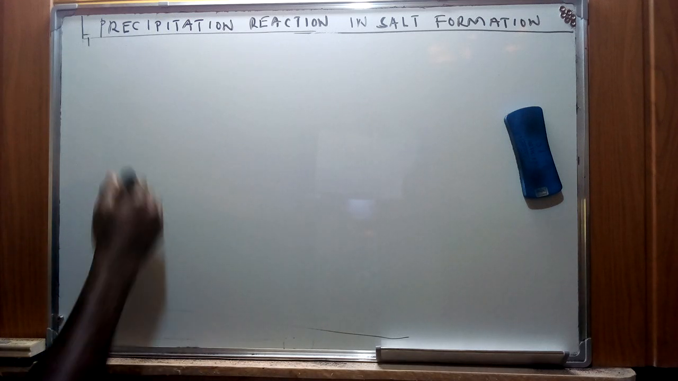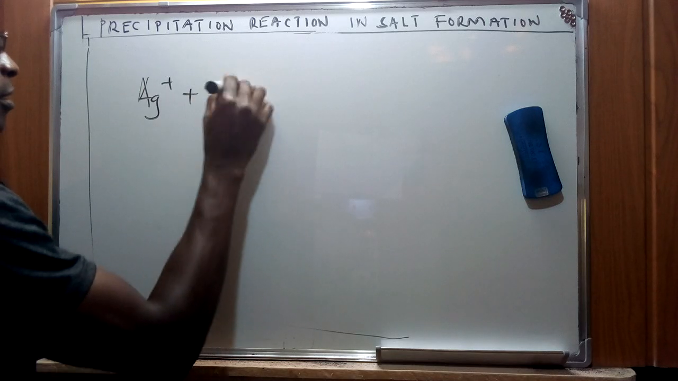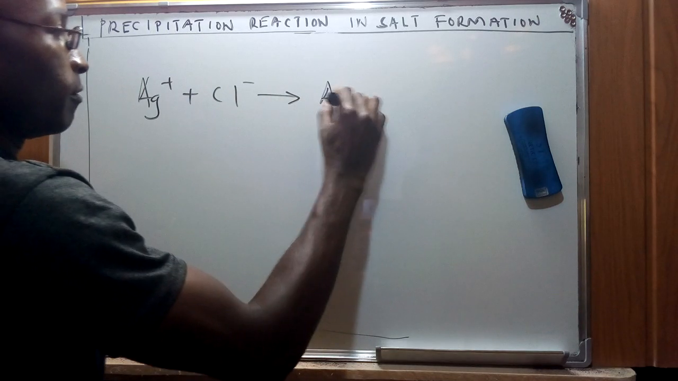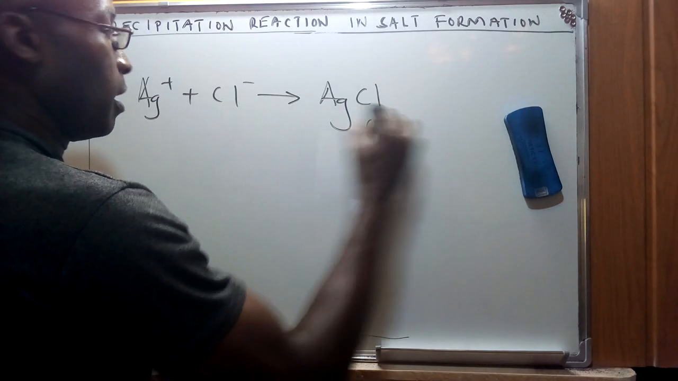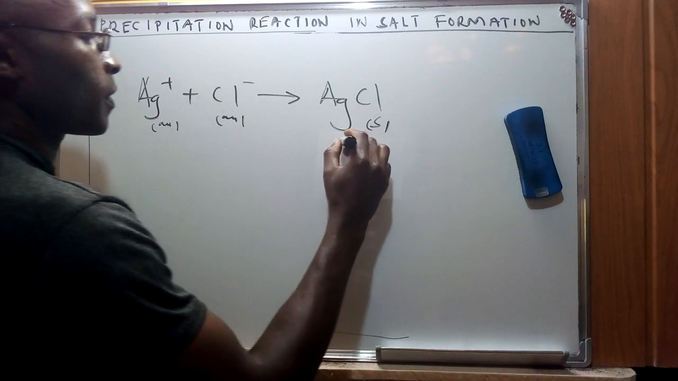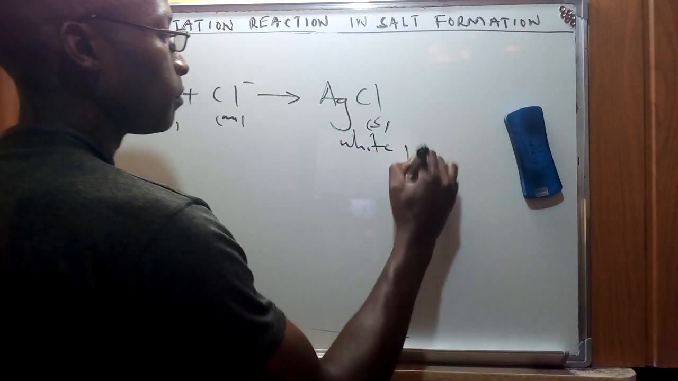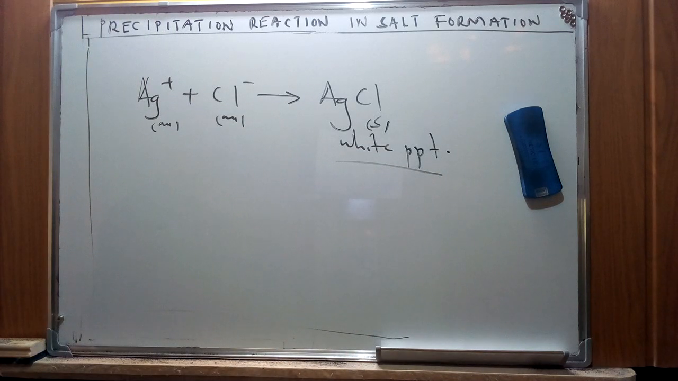precipitates. Another example is the one where we have silver ions reacting with chloride ions to form silver chloride. And this is going to be a white precipitate. So in reacting a chloride with a silver, if we are suspecting the presence of silver ions, then we're going to find that this is forming a white precipitate.